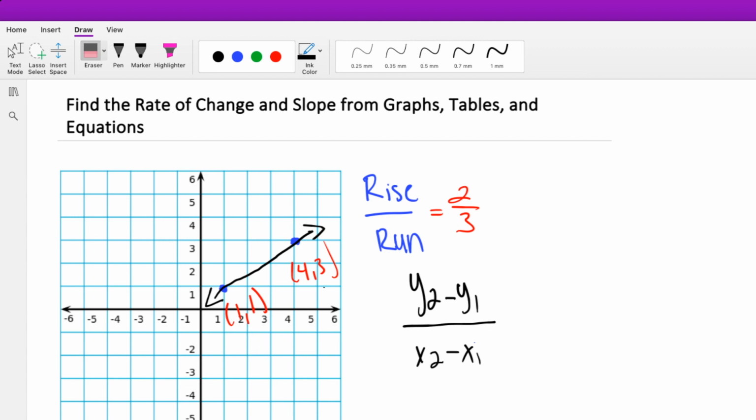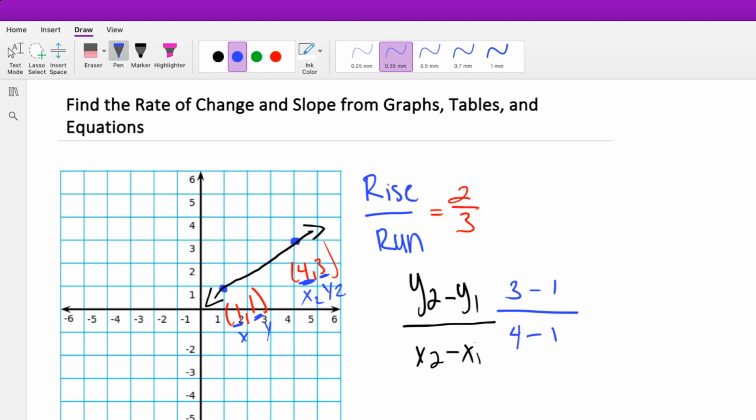So let's say that we decided to make this our second set of coordinate points. We're going to do our y2. Here we have our x, here we have our y, and these are the second ones, x2, y2. Where is our second y? It's right here, it's 3. Minus y1, where is our first y? It's right here, it's a 1. Over x2 minus x1, where's our second x? Right over here is this 4, minus x1. Where's our first x? Right over here.